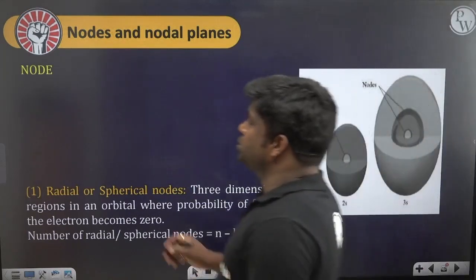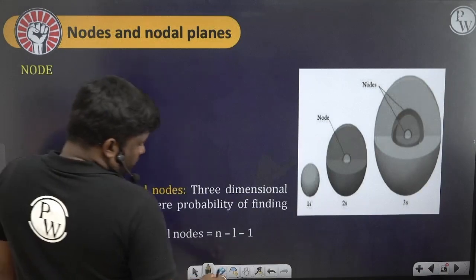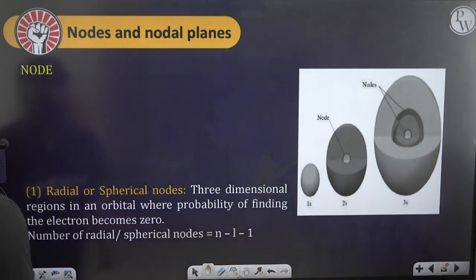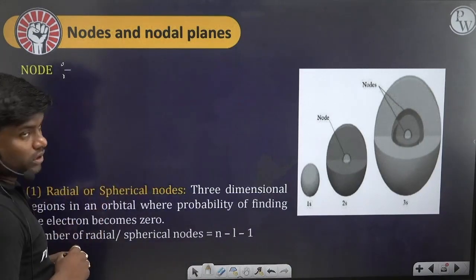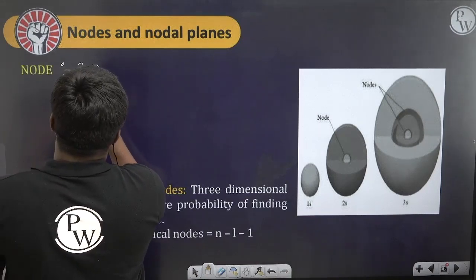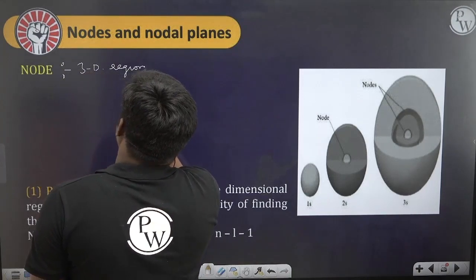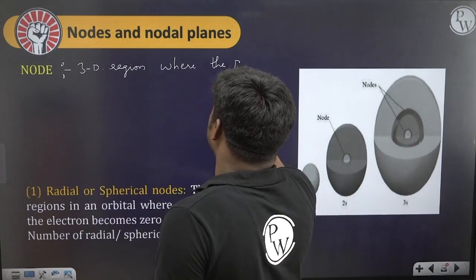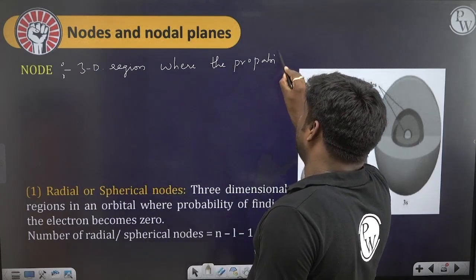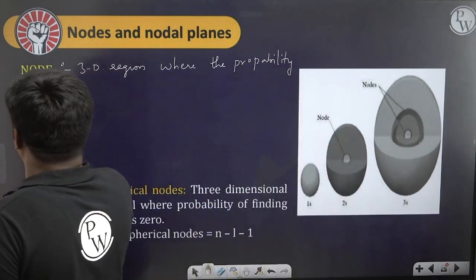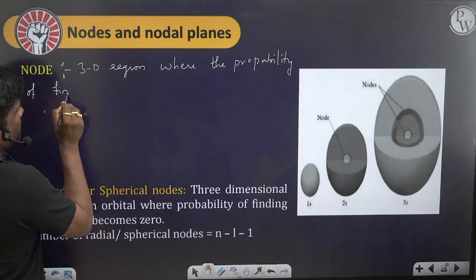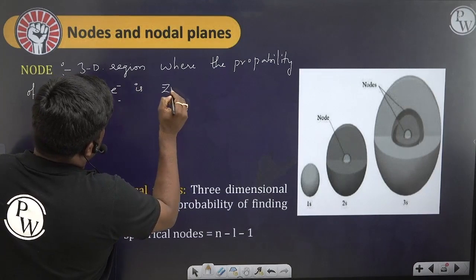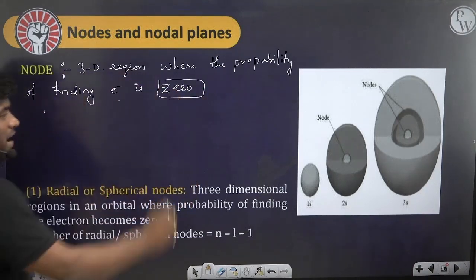And now the next topic is node. This is a very, very important topic; you will get questions from this topic. Node. What do you mean by node? A node is a three-dimensional region where the probability of finding an electron is zero.